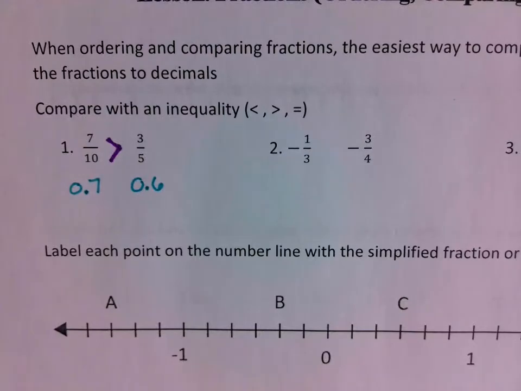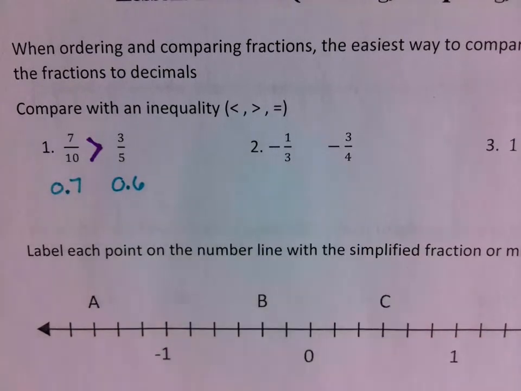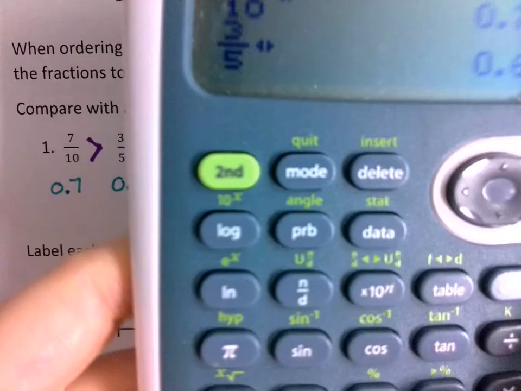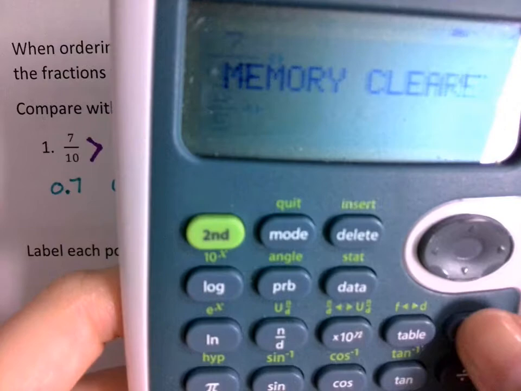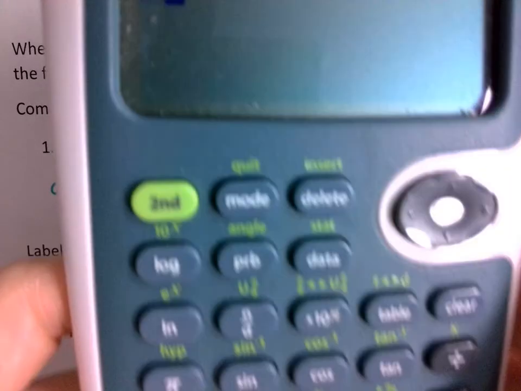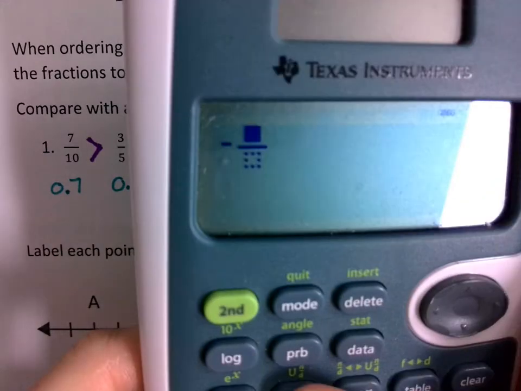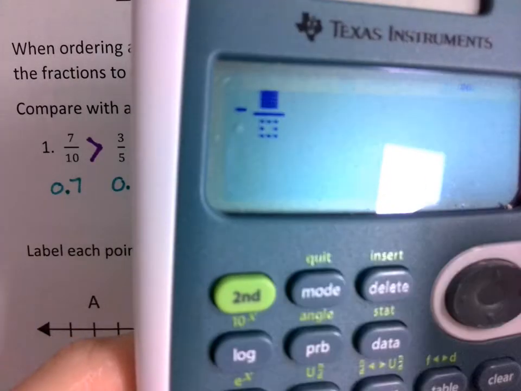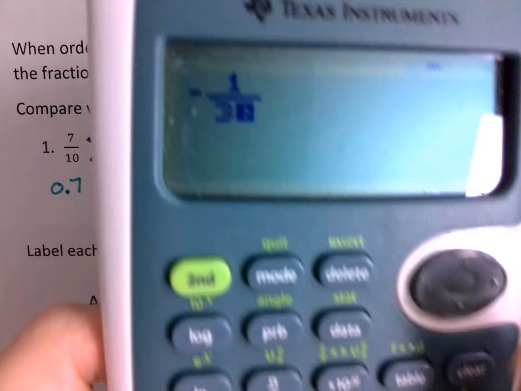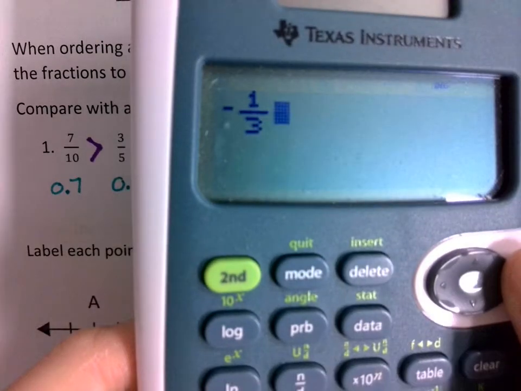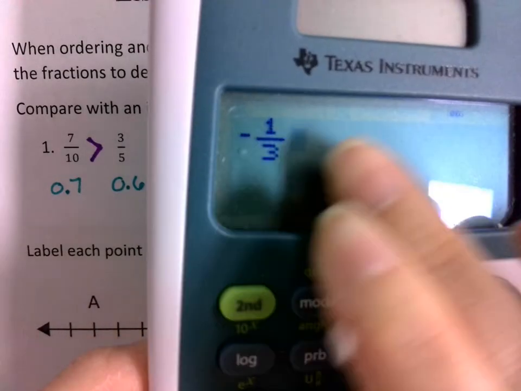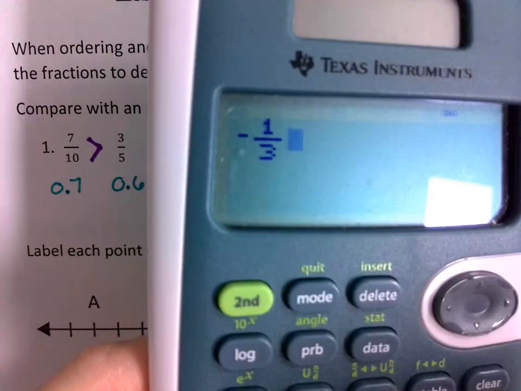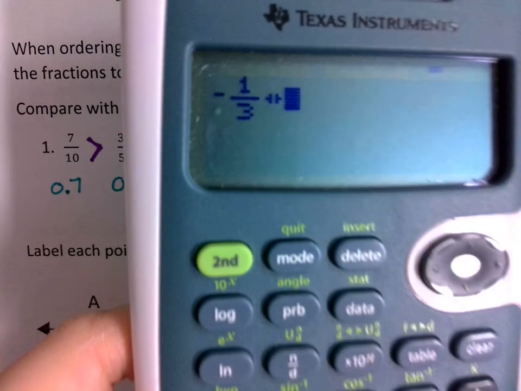Okay, we're going to do the same thing for here. We have a negative 1/3. So we're going to type in a negative 1/3. So I'll have a negative and then my fraction. Type your negative first, then type your fraction button. I'm going to put 1/3. Get out of your fraction. You need to make sure you're out of the fraction, that it's no longer cursor flashing inside of it. Then you hit the double arrows and enter. And we get negative 0.3333333.